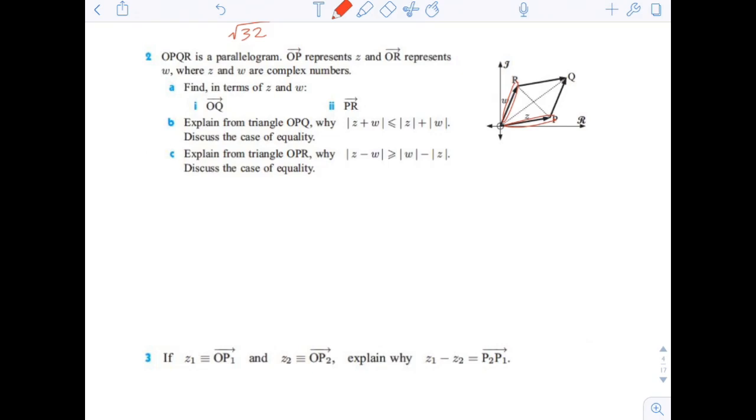So OQ is basically Z and W added together, right? So Z plus W. So PR, which is that vector, is going to be W vector minus Z vector. So W minus Z.